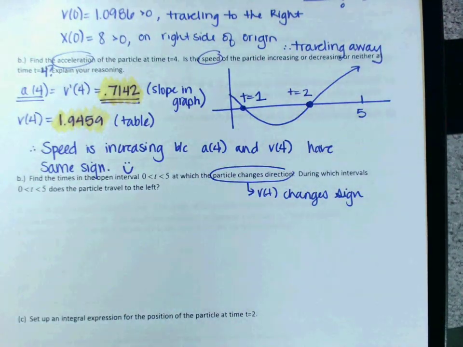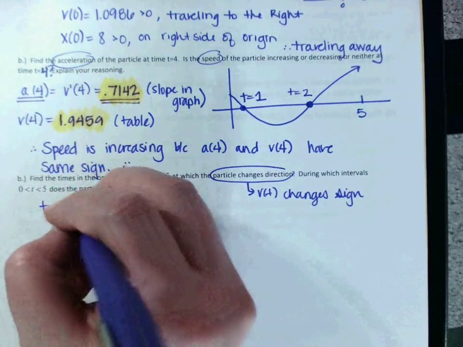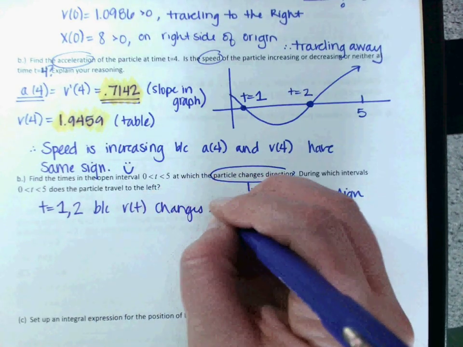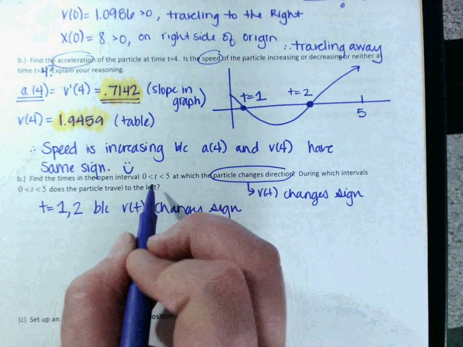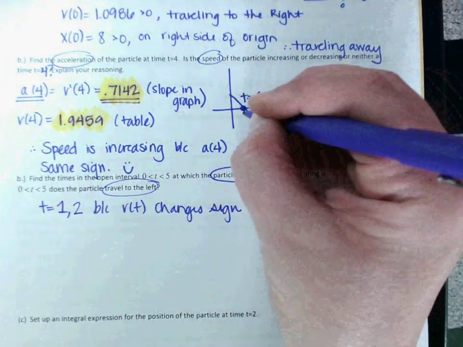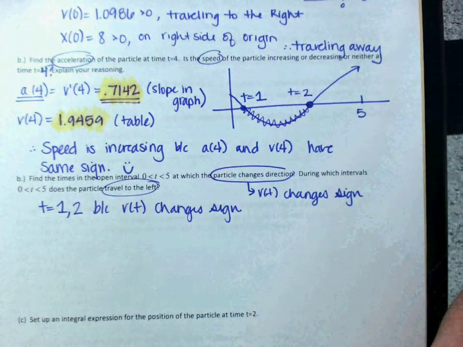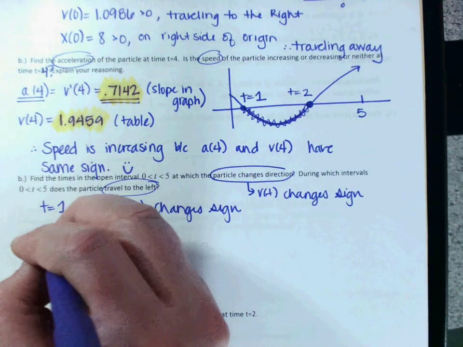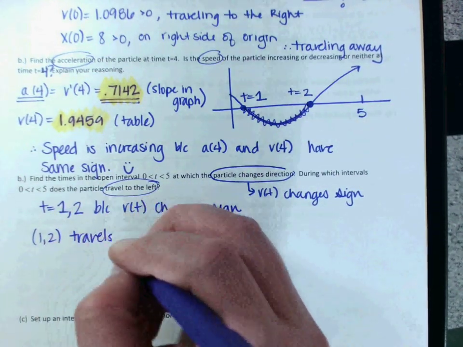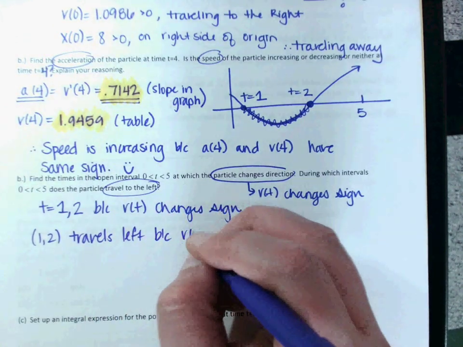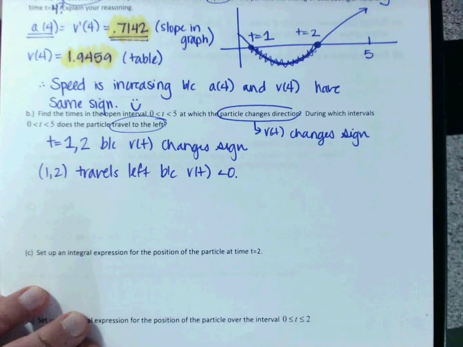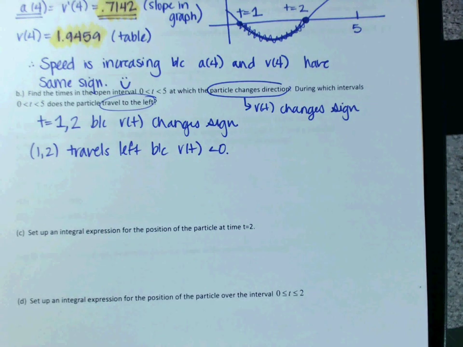Then it says, when does the particle change direction? We would say at 1 and at 2, because v of t changes sign. And then it says, during which intervals does the particle travel to the left? It's going to travel to the left on this part here, because remember, left counts as negative, and that's where my graph is below the x-axis. So from 1 to 2, my particle travels to the left because that's where v of t is less than 0.